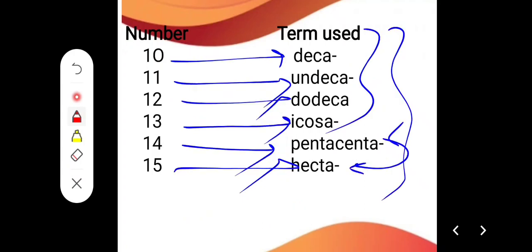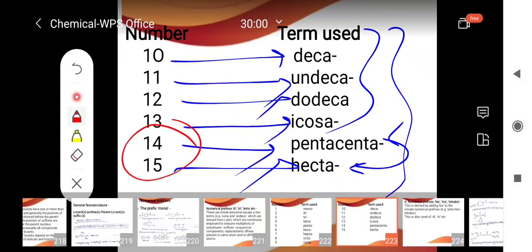But less used, that is 10 for deca, 11 for undeca, 12 for dodeca, 13 for trideca. And for 14 and 15, I will check again. Okay, we have to check this term again.